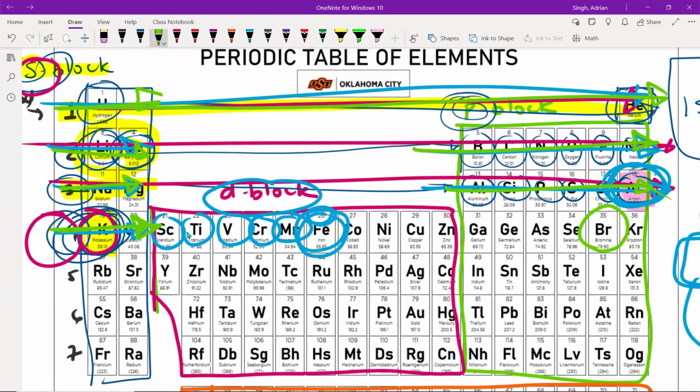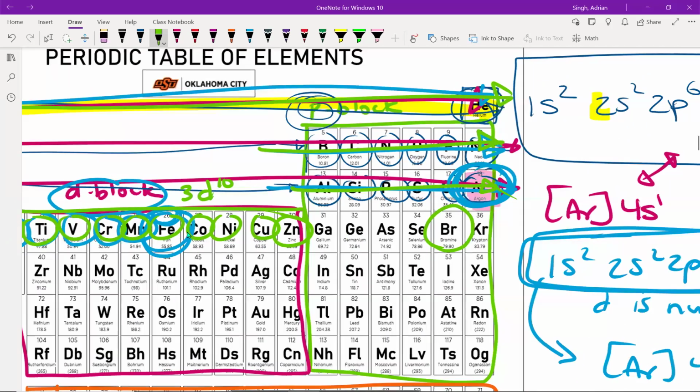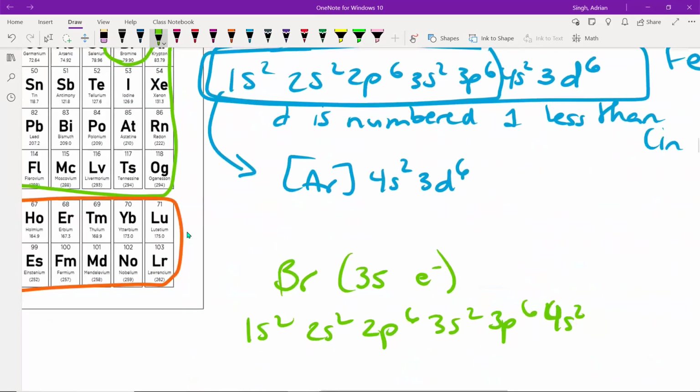And now I'm in the D block, right? I have to go across 1, 2, 3, 4, 5, 6, 7, 8, 9, 10. So all of this would be D10, and I'm in the fourth row. Remember now the D is numbered 1 less than the S. So if this was 4s, this would be 3d. So that would be 3d10, which gets me to the end of the D block.